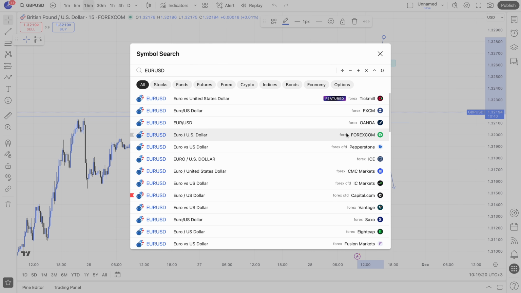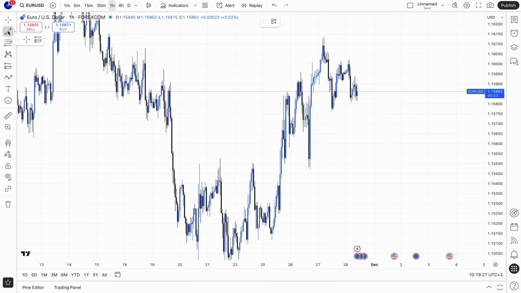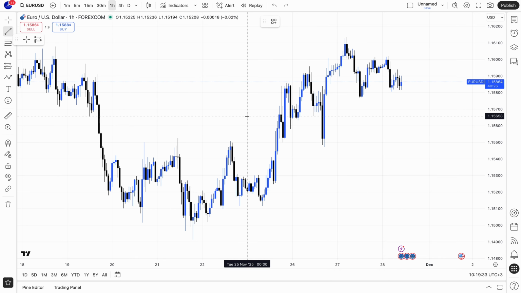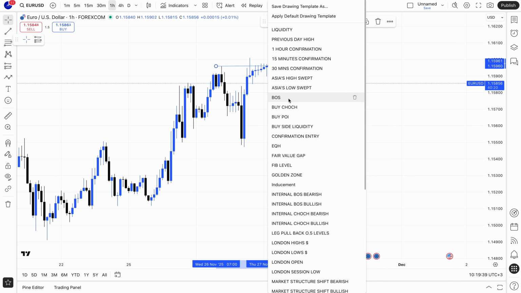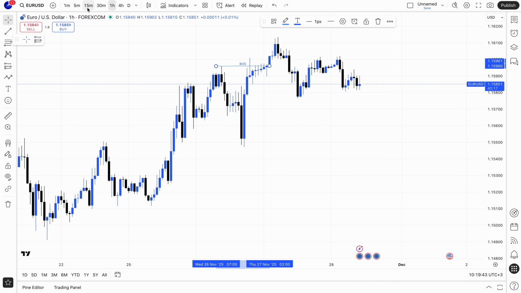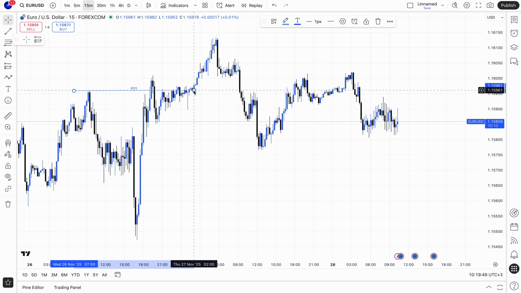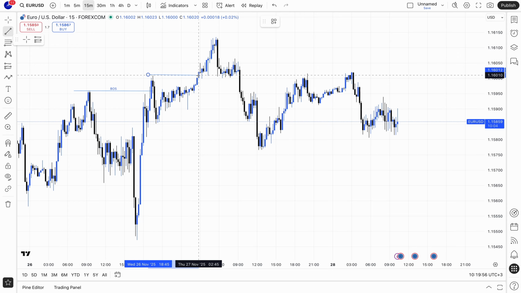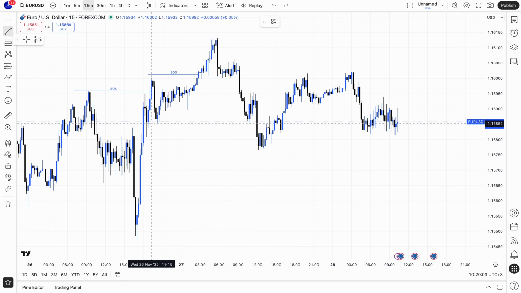And then for Euro USD, you can see we had our change of character to the upside, break of structure to the upside, then our break of structure to the upside, external structure, then we have our break of structure, then change of character.